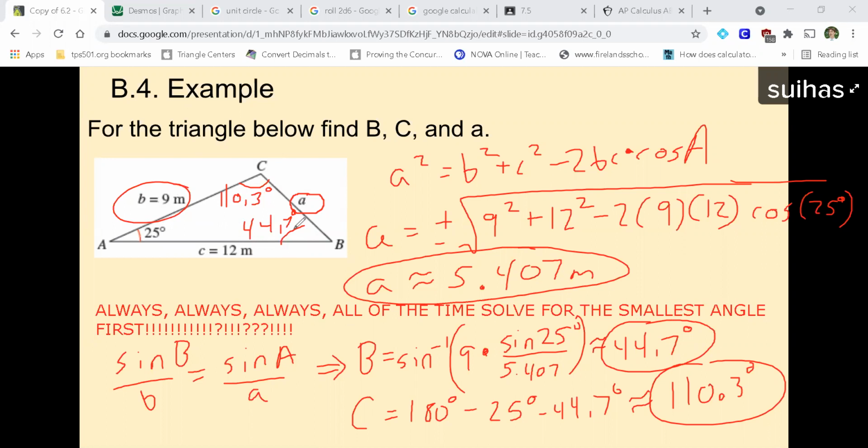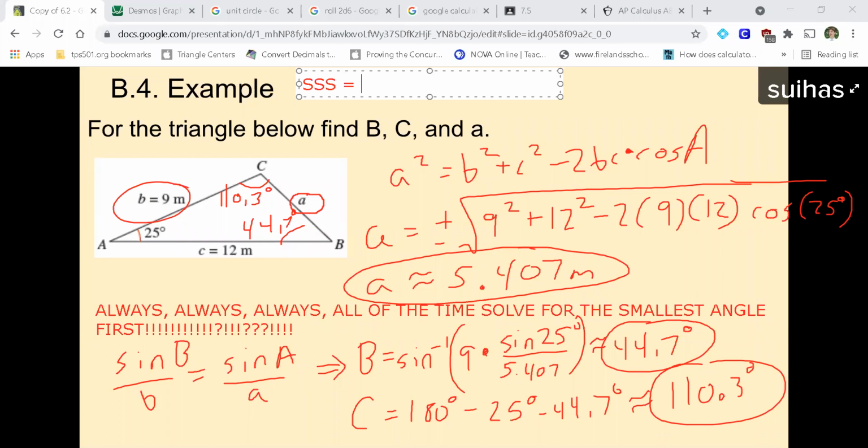Oh, yeah. Mr. Lake said always, always, always, all of the time, solve for the smallest angle first, exclamation mark, exclamation mark, exclamation mark, question mark, exclamation mark. I remember him saying that. It was in that really long time where he was talking for like 10 minutes straight, and I kind of lost him at the beginning and the middle, but then I picked it back up at the end when he started talking about how I would remember this conversation that we had right now. And people say it's hard to teach. It's not hard. You just have to say a bunch of words.